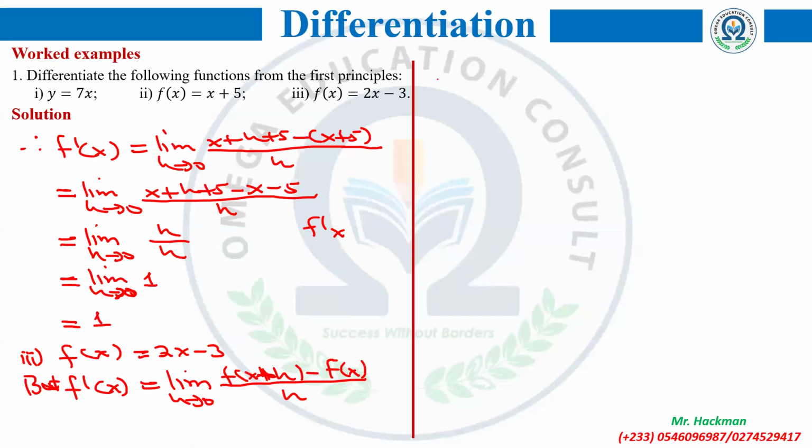So now what do I write? Again, I can write f of x plus h. I will need it. But f of x plus h will be equal to, wherever I see x in f of x, it is x plus h. So it will be 2 in brackets of x plus h, minus 3. Do you agree?